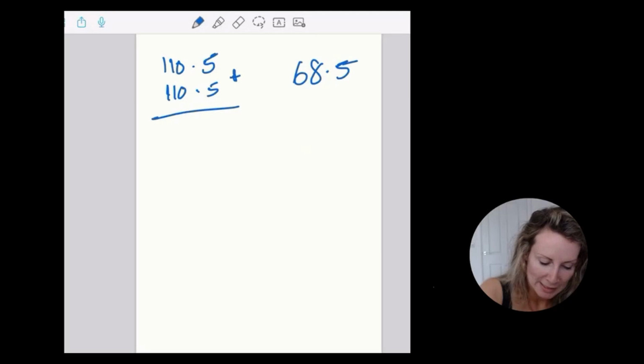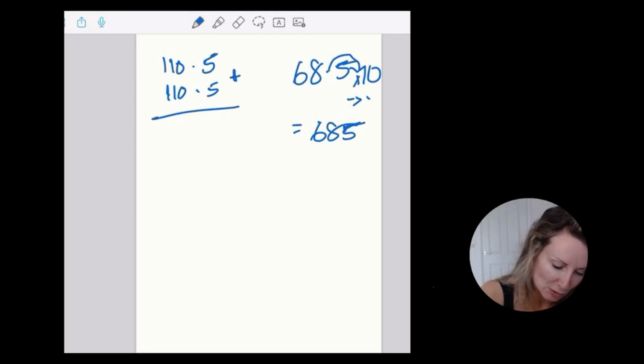68.5. Okay, now you're just going to times that by 10. So if you times by 10, you move your decimal point to the right 1 place. That's just going to go across. That's just going to be 685. Yeah. Okay. Have I done that too quickly, or would you have known that?